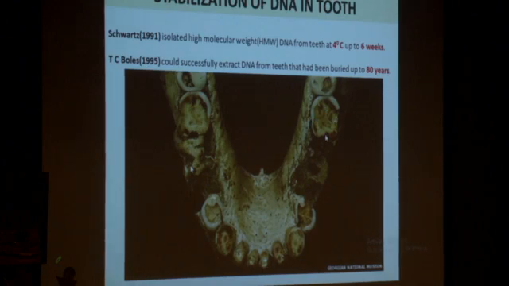It does not wither away with extremes of temperature. Suppose there is a temperature of 4 degrees Celsius for up to 6 weeks. This study was done by Schwartz, and he found that still the DNA can be extracted from the tooth. So this is the advantage of tooth. Because of the shielding effect, the DNA does not get decomposed or destroyed over there.